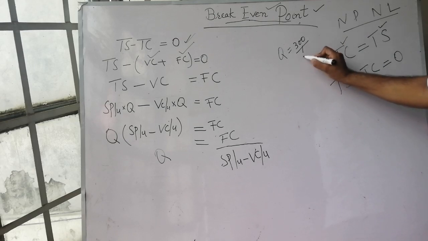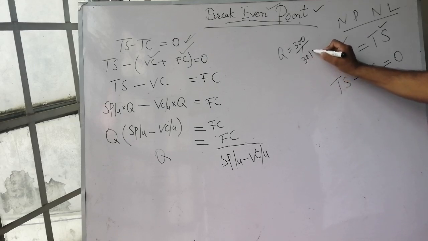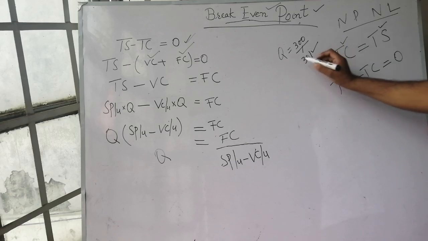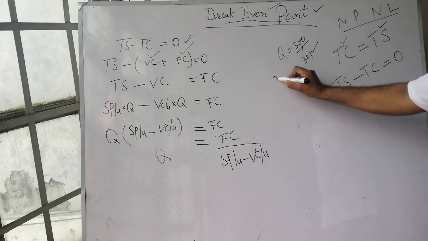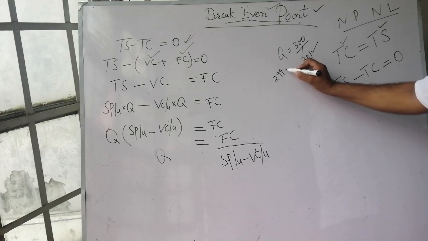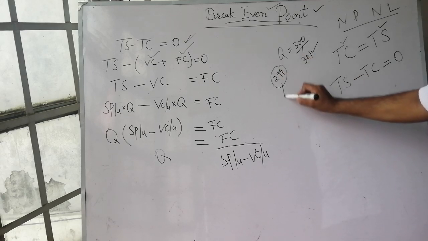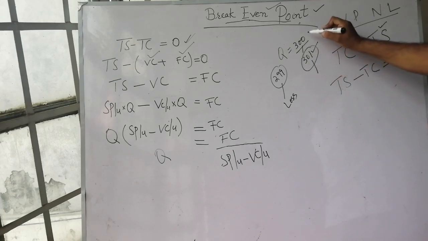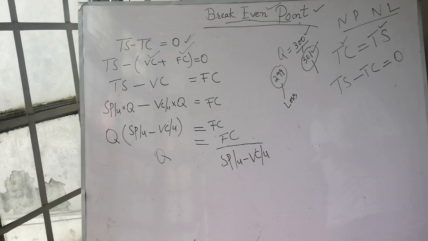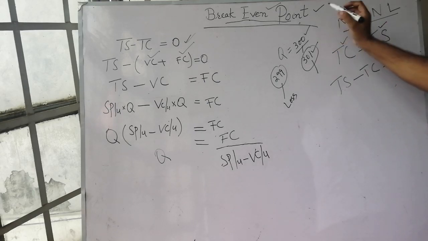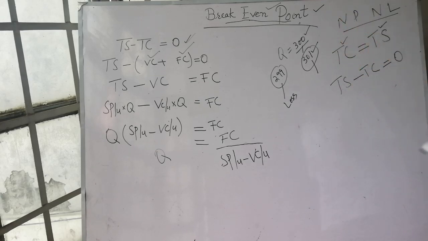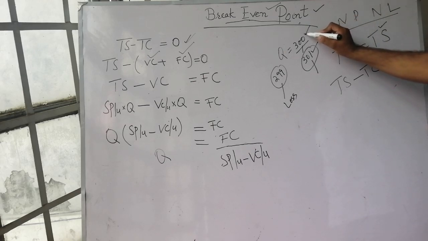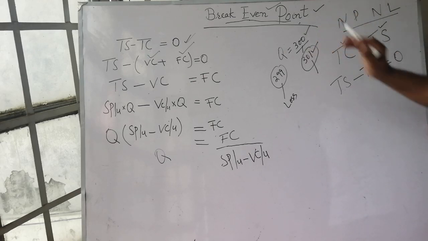If it increases to 301 units, then it will get profit. If it is less than 300 units, suppose it produced 299, then this is a loss situation. Above 300 is a profit situation, and at exactly 300 units you are at break-even point, which is a no profit and no loss situation. So now the company knows that it must produce a minimum of 300 units, and less than 300 units it will not accept.